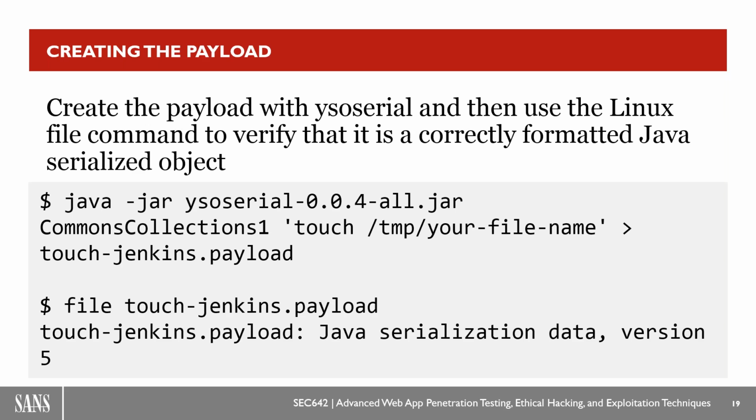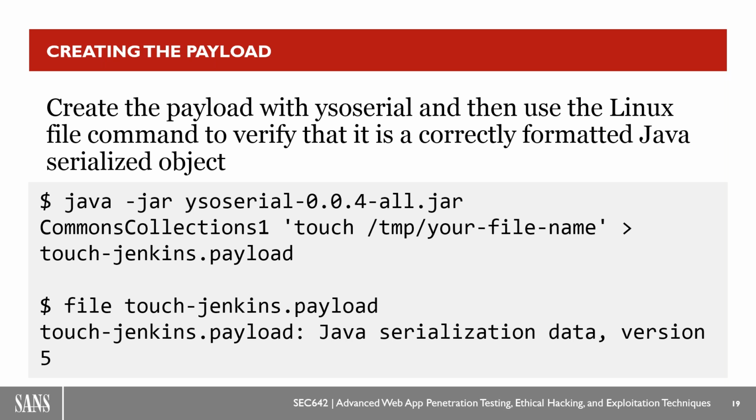So to create the payload, you actually use a special ysoserial jar, and you have to give it the name of the collection and a command you want to run to create a payload. So if you create a payload and then run the Linux file command, it tells you, hey, by the way, I am a serialized object for Java. So let's briefly talk about what a serialized object is.